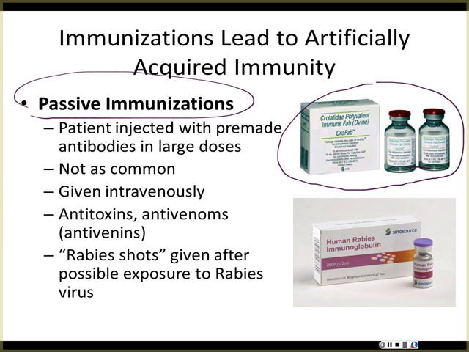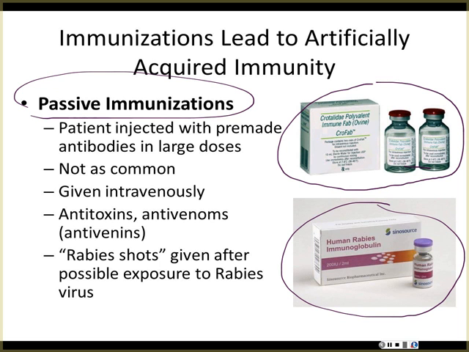Okay, and then here's another example. Human rabies immunoglobulin. So if you get bitten by a rabid animal, you don't have time to wait around for your own immune system to make its antibodies to help get rid of the rabies virus. So instead, they will inject you with large amounts of pre-made antibodies that will circulate and find the rabies viruses attached to them and help you clear the rabies viruses out of your body before the rabies viruses have enough time to infect your brain and cause you to die.